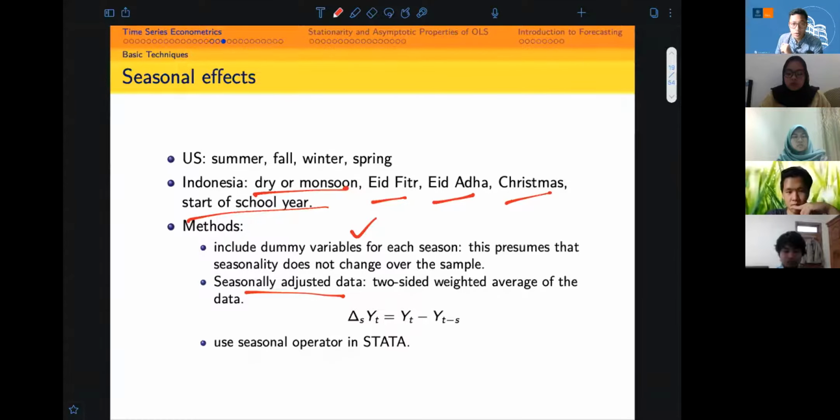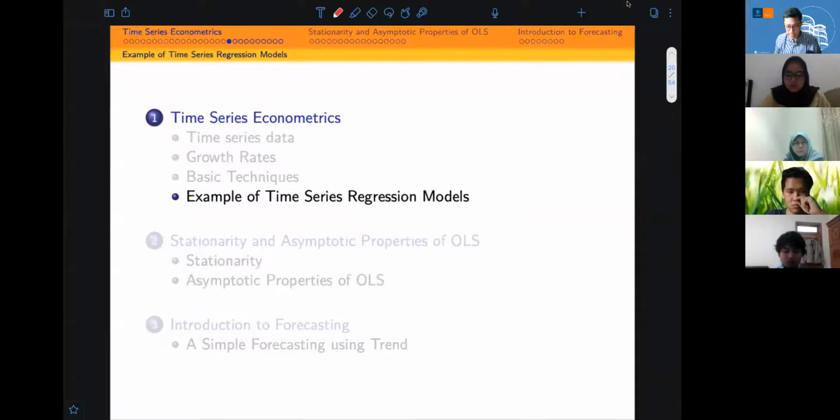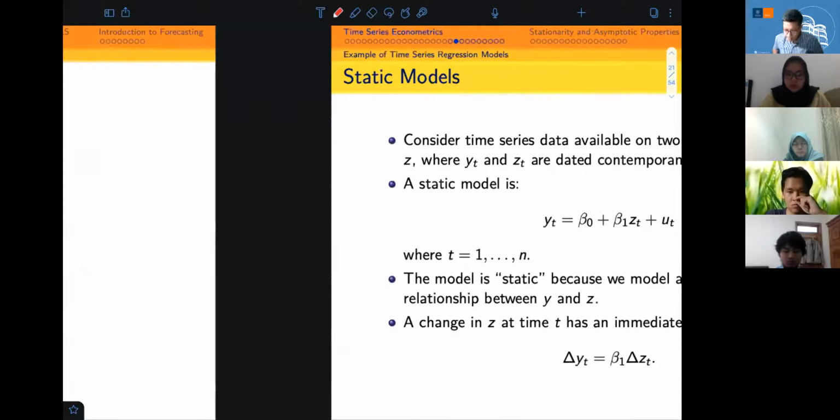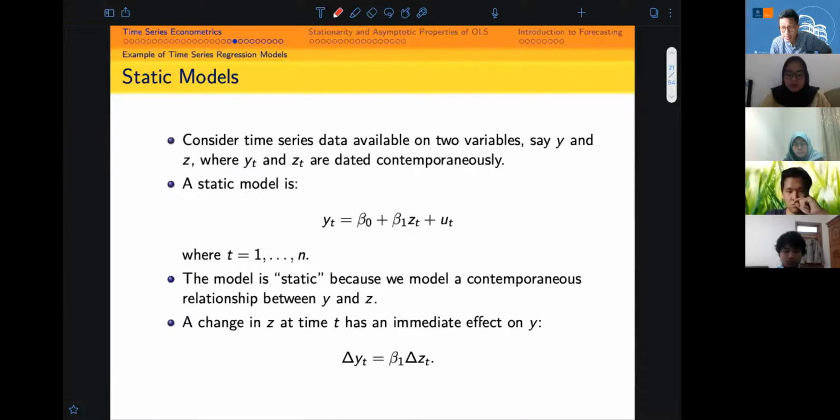Okay, so I'm going to go back to the slide deck, and we're going to discuss examples of time series regression. All right. So the first example of a time series regression is the static model.